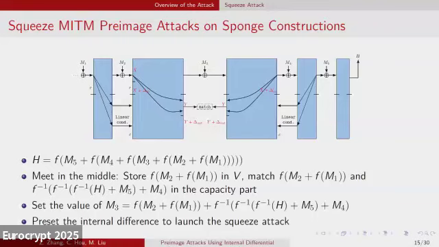The difference from the general meet-in-the-middle attack is that in the capacity part, we preset the internal difference to launch the squeeze attack with an advantage. Actually, we only need to find a collision on half of the capacity part, because the other half is the same, as they have the same output difference.